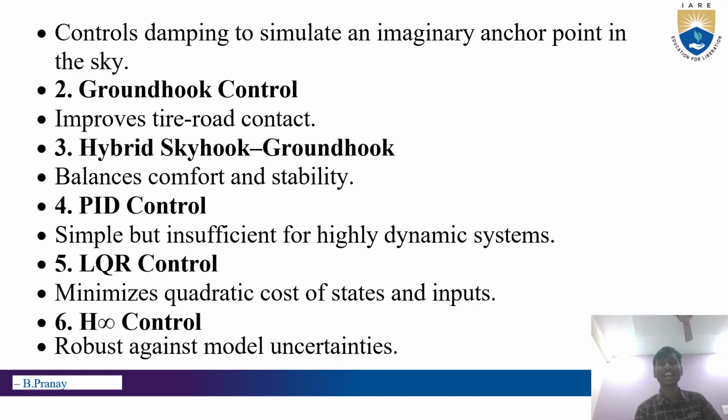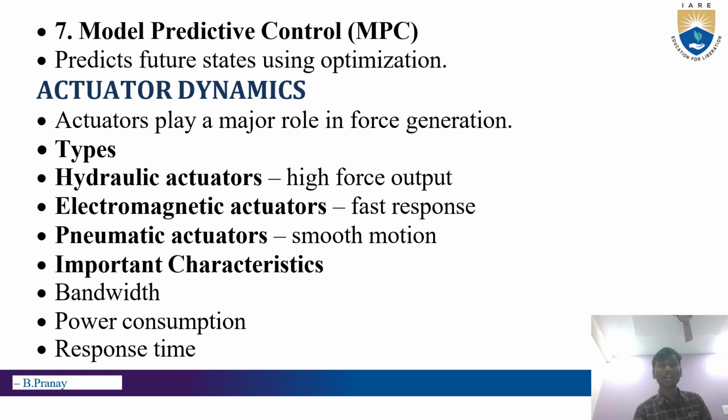Control strategies for adaptive suspension. Skyhook control controls damping to simulate an imaginary anchor point in the sky. Ground hook control improves tire road contact. Hybrid skyhook and ground hook, PID control, LQR control, and H infinity control are also used. PID is simple but insufficient for highly dynamic systems. LQR minimizes a quadratic cost of states and inputs. H infinity is robust against model uncertainties. MPC, model predictive control, predicts future states using optimization.